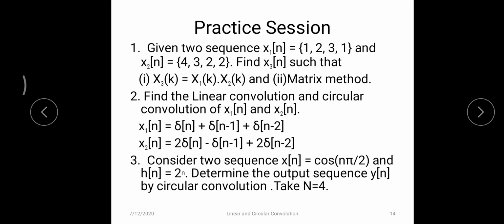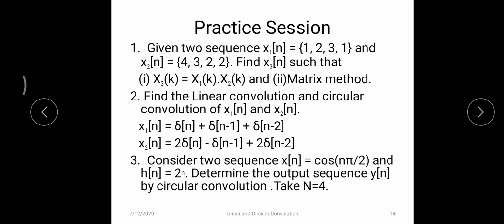So this is using the convolution property and the basic matrix method. Hope you don't have any other issues in this. Coming to the second problem, they are asking for linear and circular convolution of x1 of n and x2 of n. They gave x1 of n equal to delta of n plus delta of n minus 1 plus delta of n minus 2. We all know that delta of n exists only at n equal to 0, delta of n minus 1 exists only at n equal to 1, and delta of n minus 2 exists only at n equal to 2. It means that indirectly they mentioned x1 of n is equal to 1, 1, 1.